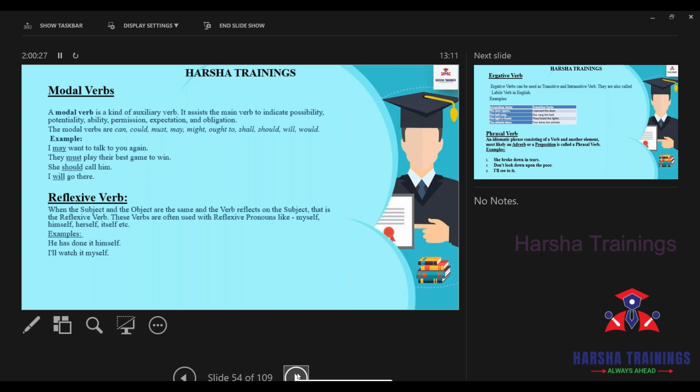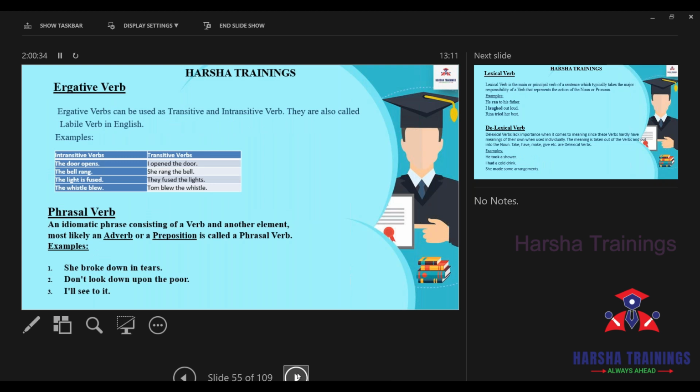"Not for will not come" is wrong, incorrect grammar. He has done it himself. Now, ergative verbs and phrasal verbs.